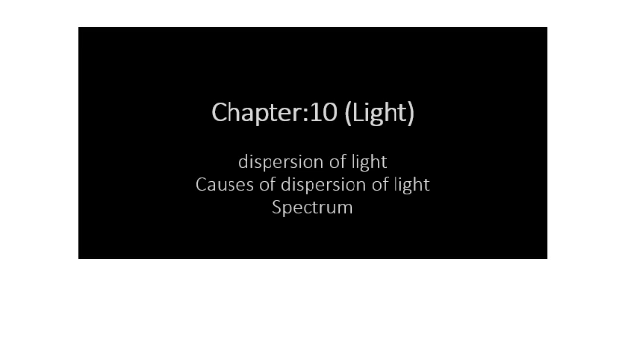Students, chapter number 10, Light, is continued. We have discussed different phenomena in this chapter. In previous slides, we have discussed luminous and non-luminous objects, transparent and translucent objects, reflection of light, and refraction of light. In this video, we will discuss dispersion of light, causes of dispersion, and spectrum.